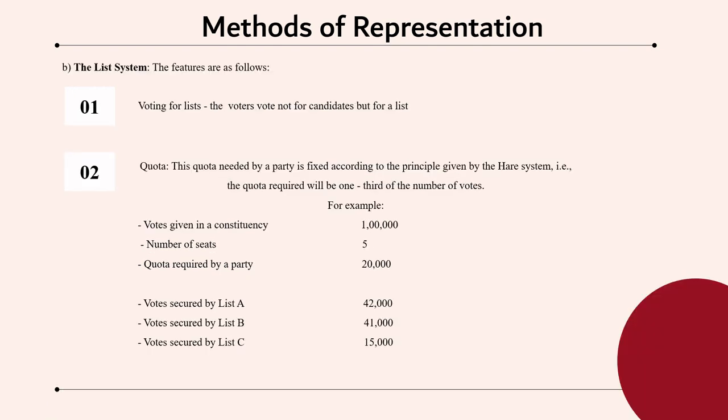Let us now discuss the list system. The features are as follows. First point, voting for list. In this system, every party gives a list of its candidates according to the number of seats in each constituency. The voters vote not for the candidates but for a list. Each party wins the number of seats equal to its share of the votes secured.